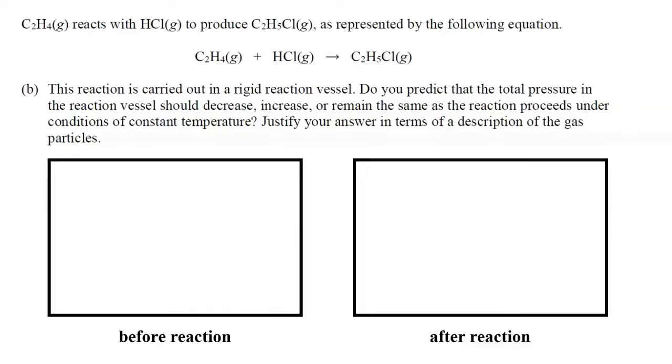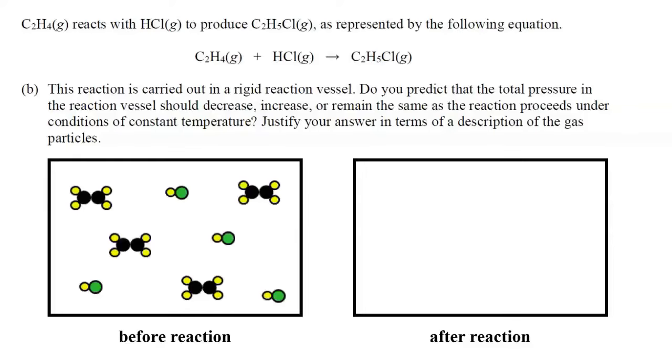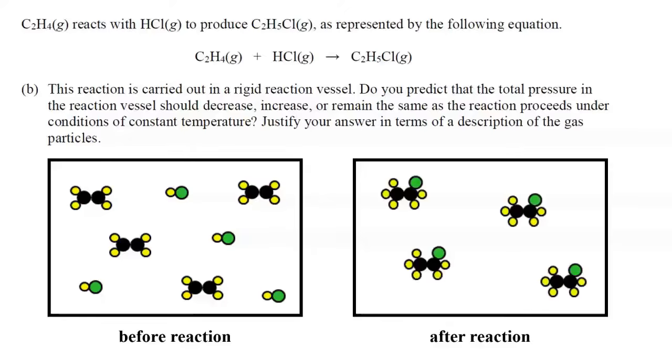the reaction. I'm just going to draw some particles of C2H4 and HCl as reactants, and then when that reaction proceeds, you would form particles of C2H5Cl. Now, if you count the total number of particles before and after the reaction, you can see I have 8 particles of reactant in my box on the left, and I have 4 particles of product in my box on the right. And these are all gases.